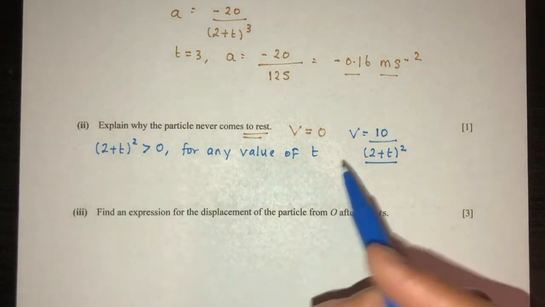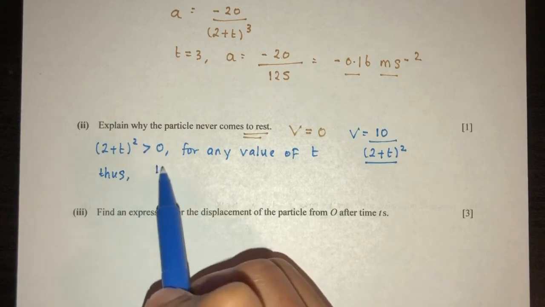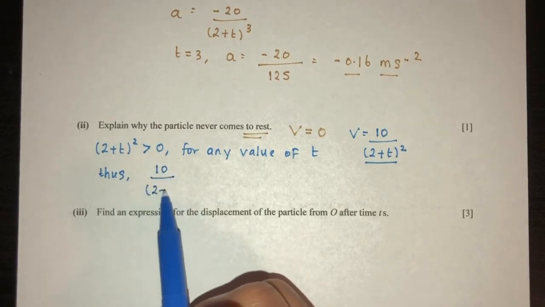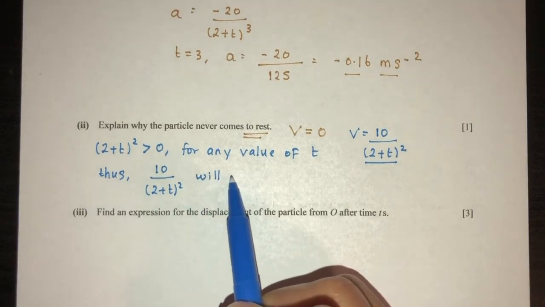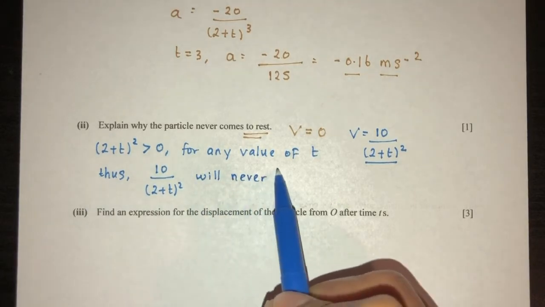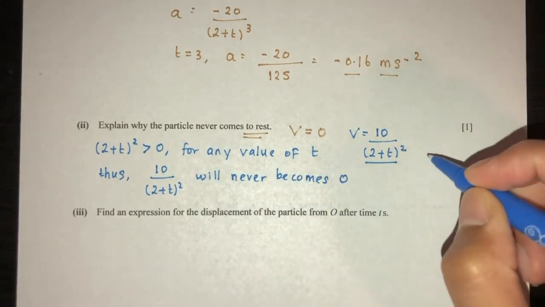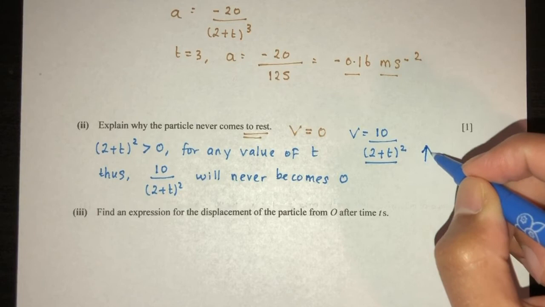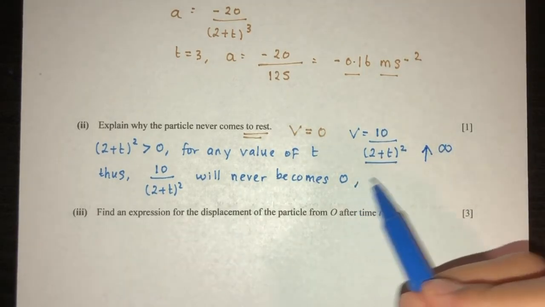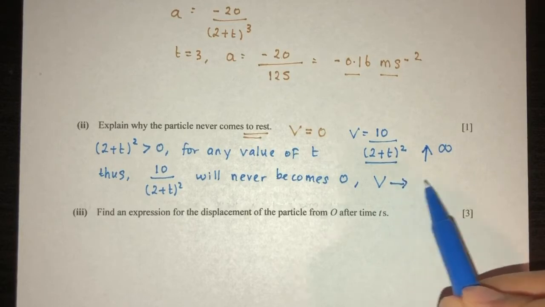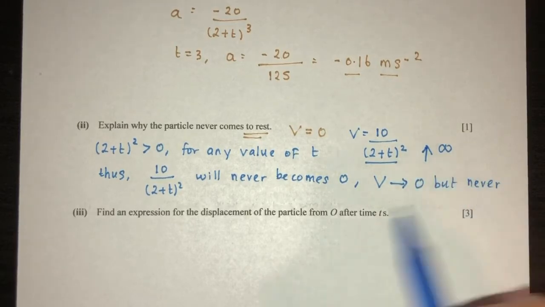Thus, because of that, 10 divided by this would never become 0. It will only increase to infinity, but here it will only approach the value of 0. So v approaches the value of 0, but never becomes 0. You have to understand that.